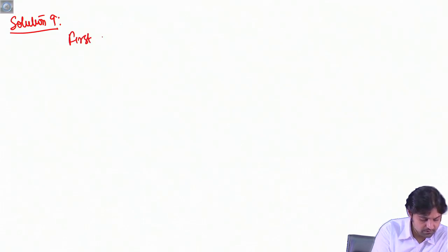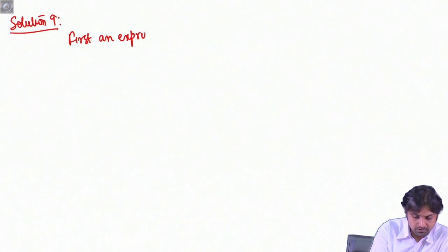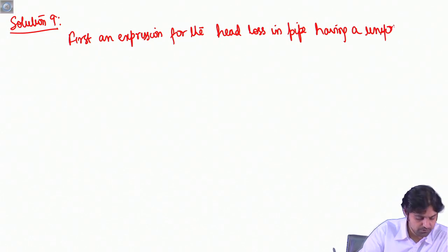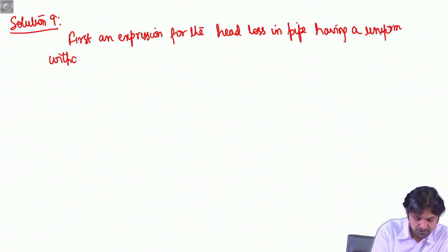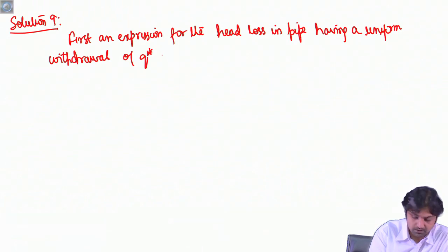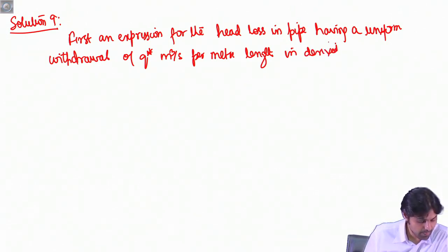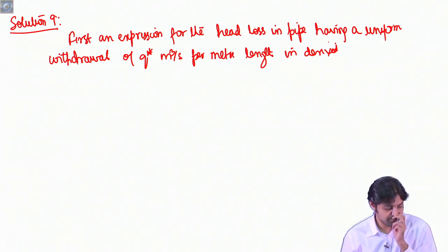So first, an expression for the head loss in a pipe having a uniform withdrawal of Q star meter cube per second per meter length is derived, because it says the water is withdrawn by a series of pipes at a uniform rate.